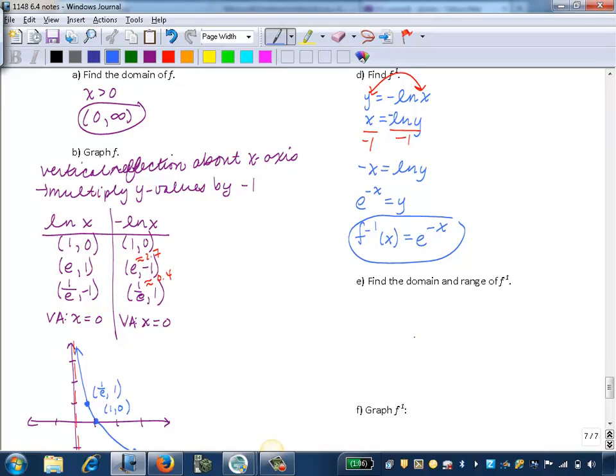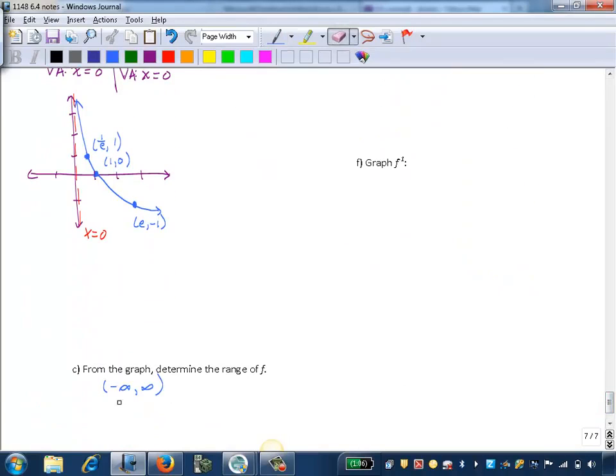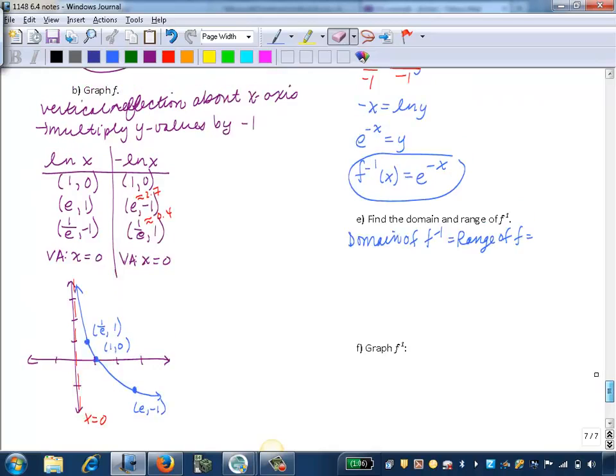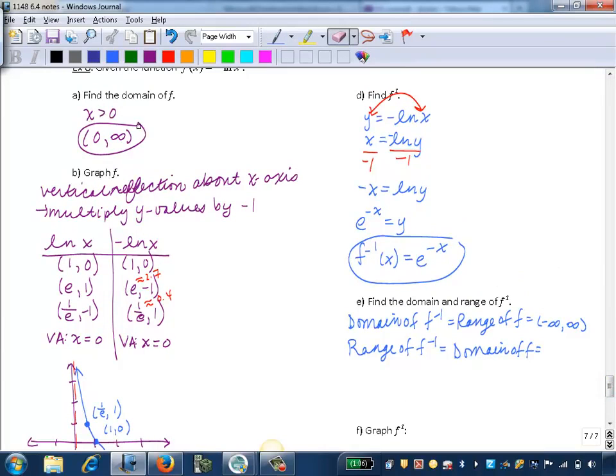Part E, we want to find the domain and range of the inverse function. So remember, the domain of the inverse will be equal to the range of the original function, which we found down here, is negative infinity to infinity. And then the range of our inverse will be equal to the domain of our original function, which we determined is 0 to infinity.